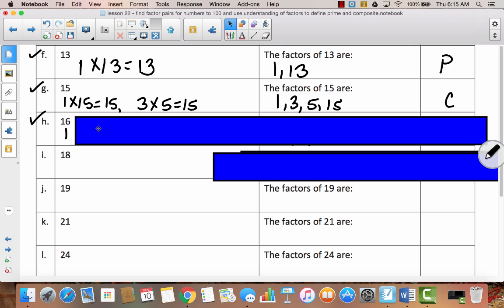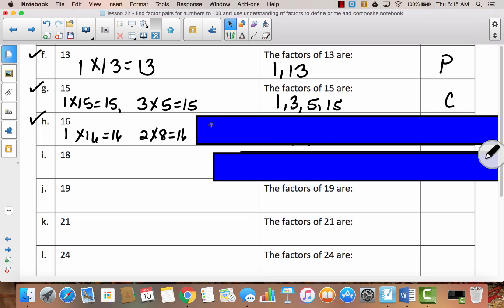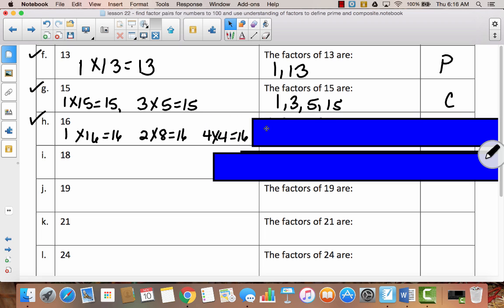So for H, I did 16. So I knew 1 times 16 was 16. So then I had to try all the numbers between 1 and 16. So I thought to myself, is there anything times 2? And the answer is yes. 2 times 8 equals 16. So then I thought to myself, well, what about 3? And the answer is no. Well, what about 4? And I came up with 4 times 4 equals 16.